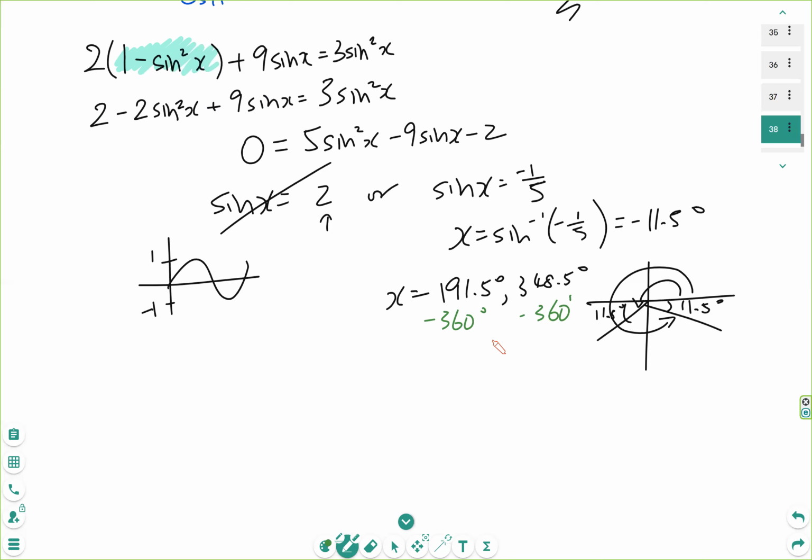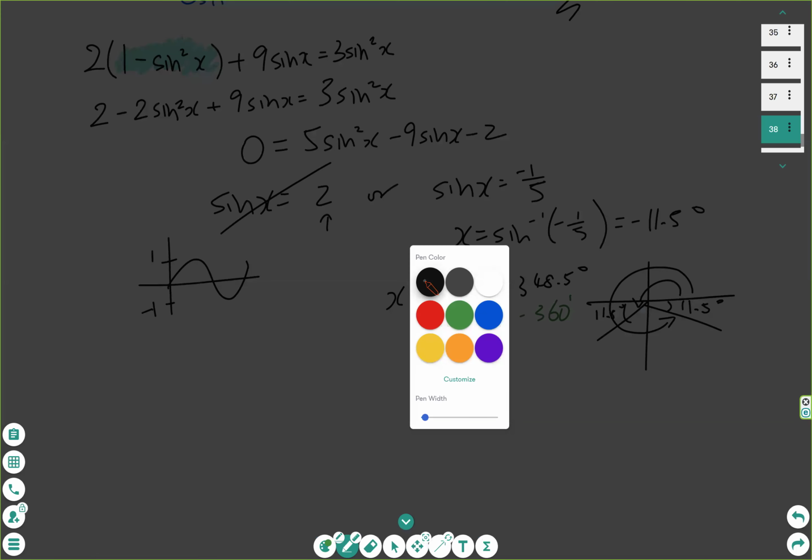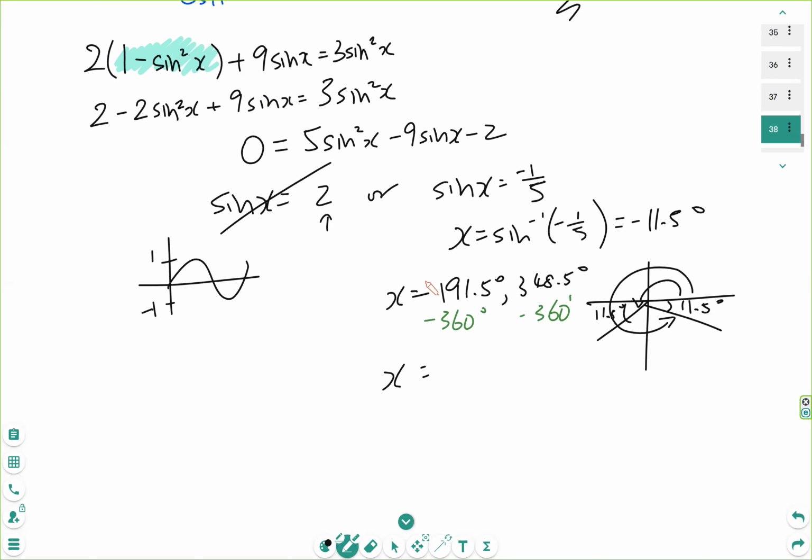191.5 minus 360 is minus 168.5. We can accept that. 348.5 minus 360 is negative 11.5 degrees. So we can accept these two, and both cross out the original two. The principal solutions are both of them. We can't accept the originals. Okay, so these two are the only valid answers.